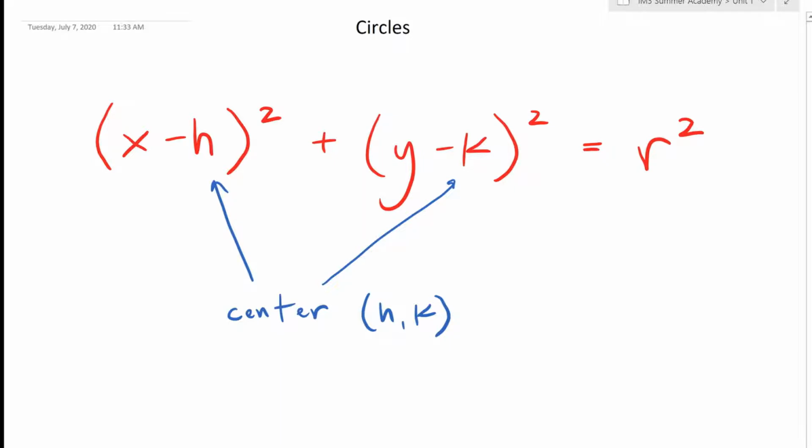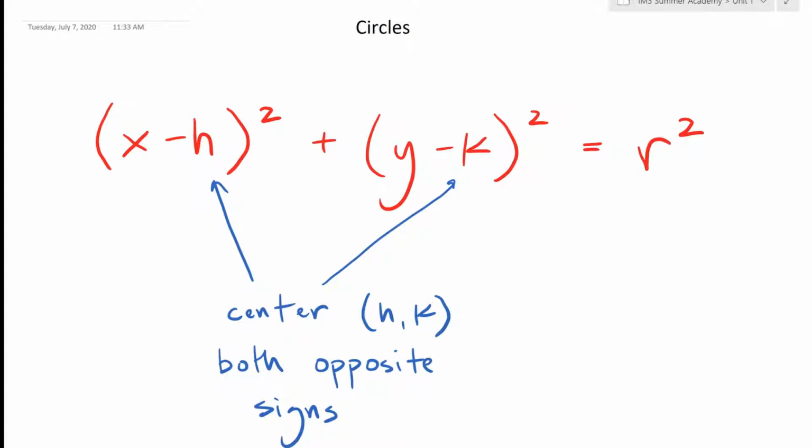But just like before, any number we pulled out of the parentheses became opposite. And you notice on this one, both h and k are inside parentheses, so both are going to get opposite signs. So we're going to make a little note of that down here, both opposite signs. Like if we see a -3 in there, we're going to pull out a +3, or if we see a +2, we'll pull out a -2.